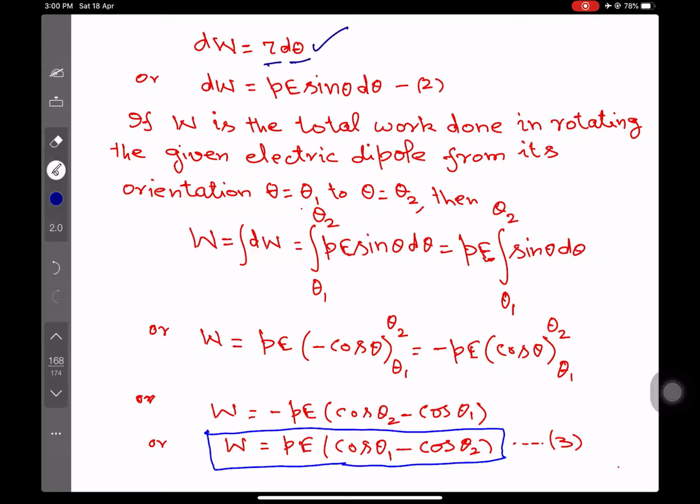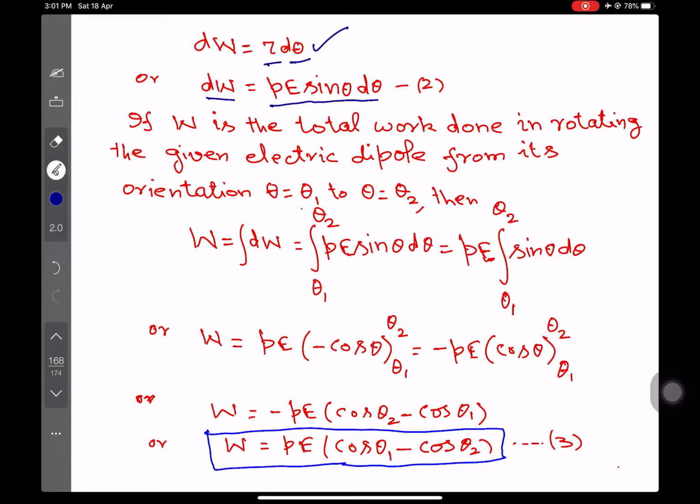Putting the value of tau from equation 1, we get dw equal to PE sine theta into d theta. So this is the amount of work done in rotating the electric dipole through a small angle d theta against the direction of the torque.